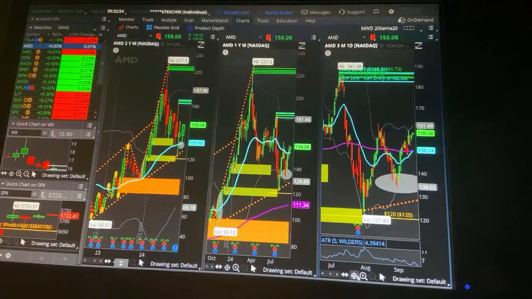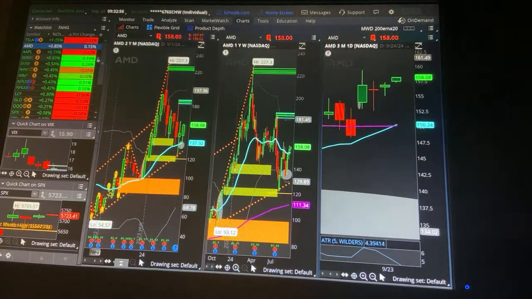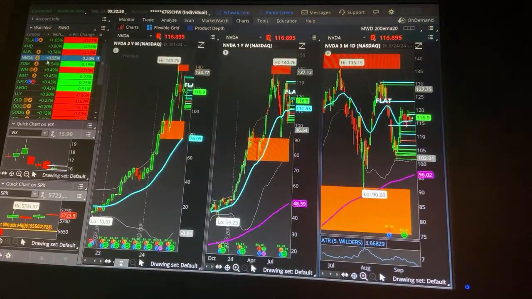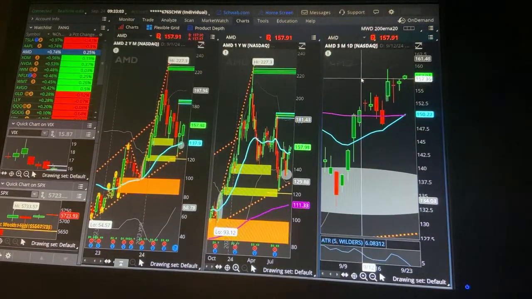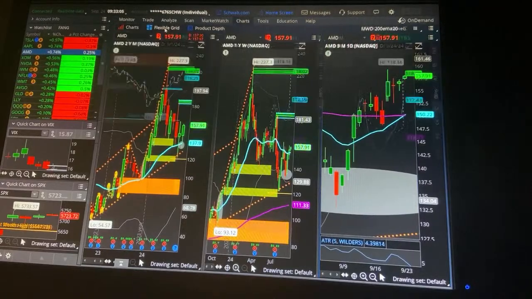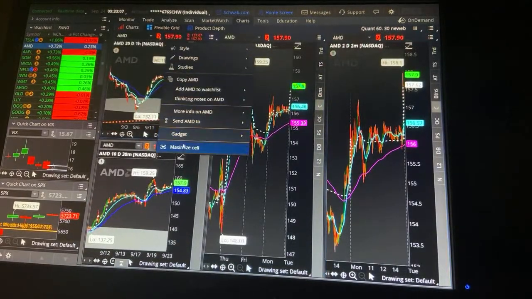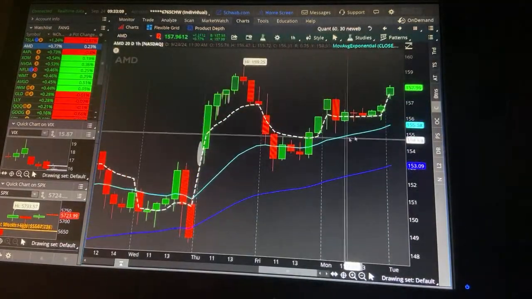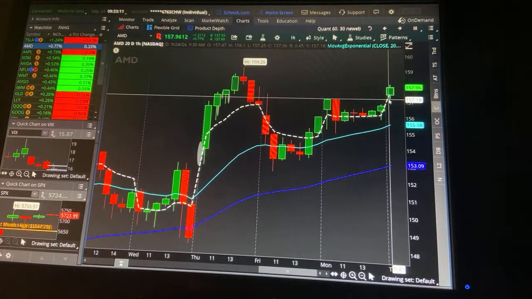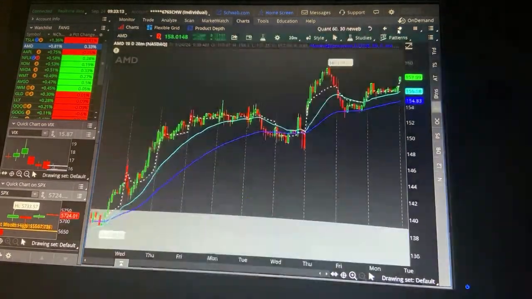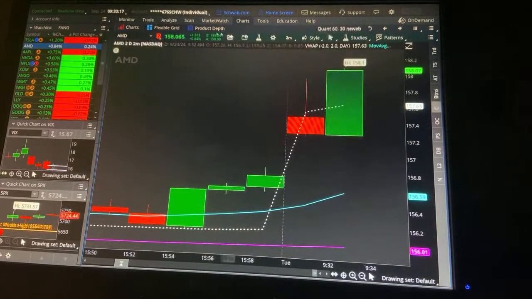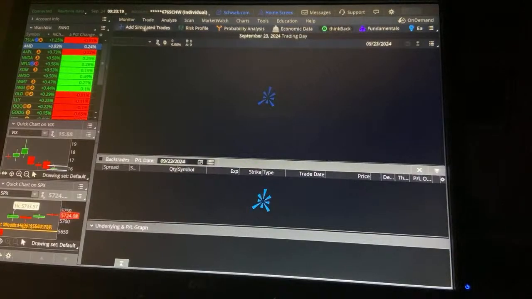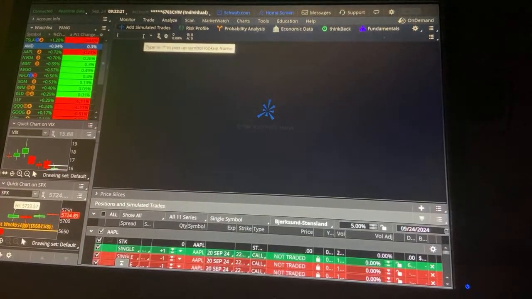But let me see, AMD might be a bit better here. All right, AMD and NVIDIA, those are on my radar this morning. AMD is actually already clearing yesterday's high, getting above the doji bar from 2 days ago here. So I'm picking AMD long call here. Okay, AMD long call. Day trade.